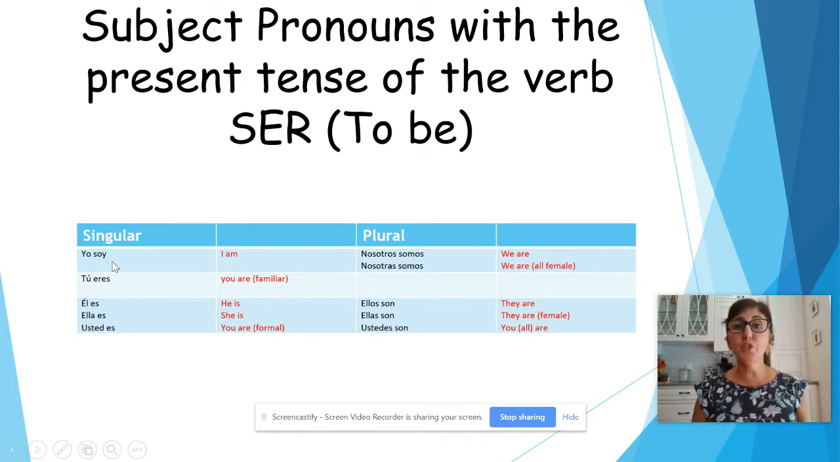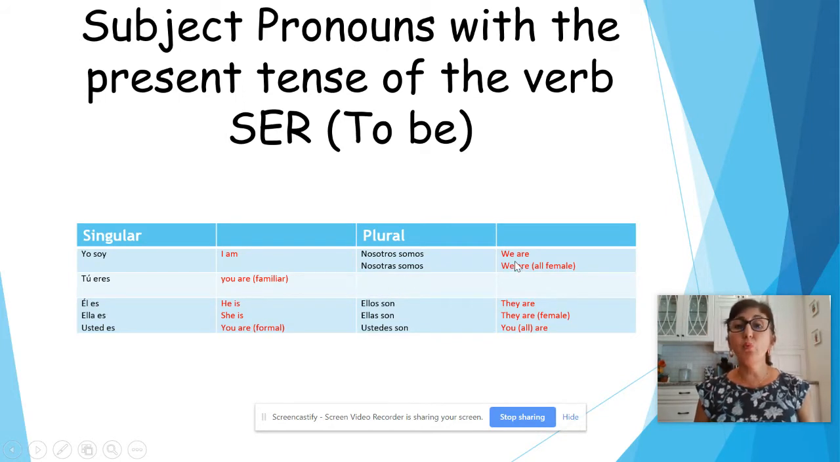If I said yo soy, that would be I am. If I said tú eres, that would be you are. If I said él es or ella es, that is he is or she is. Usted es. Now in Spanish, usted is the formal form of you, but we don't have that in English. So it would just be you are, just like it is here in tú eres. It's the same.